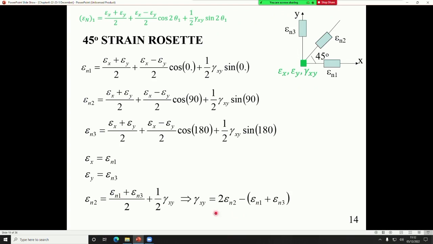And this is the equation I was using in my head when I was checking your strain measurements. So the first one is epsilon x for the 45 degrees rosette. Epsilon n3 is epsilon y. And we get the value of shear from the middle one using this equation. Any question on slide 14?